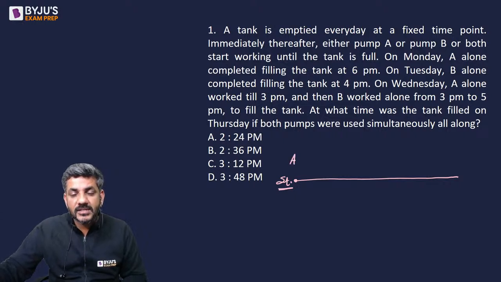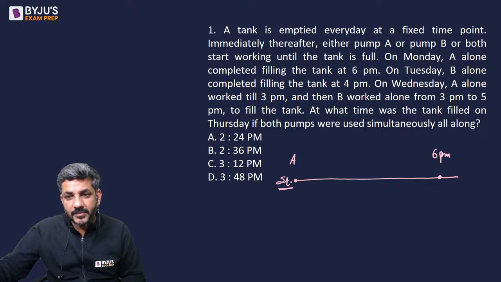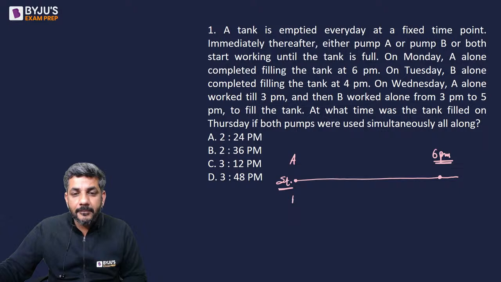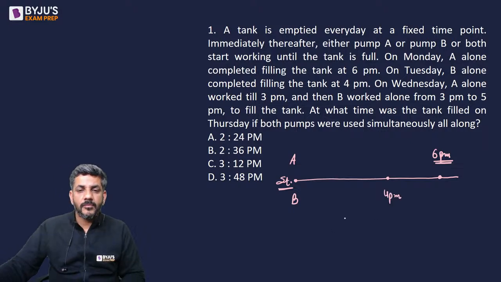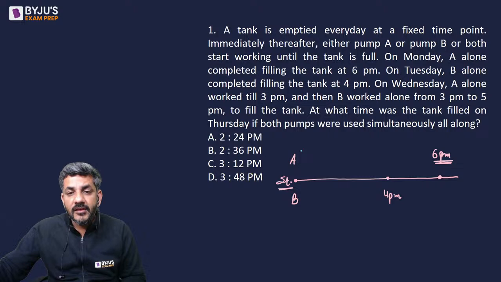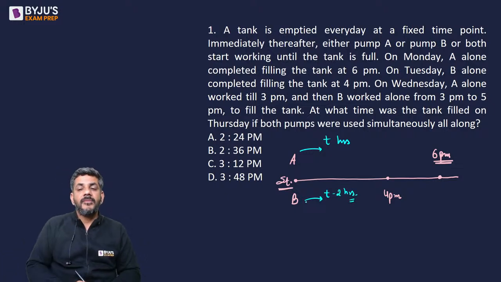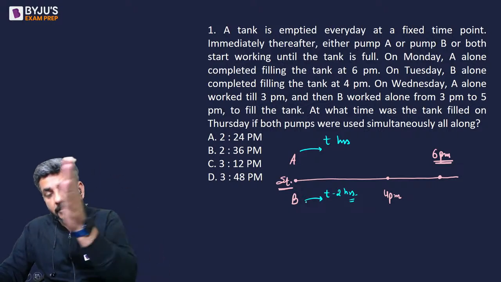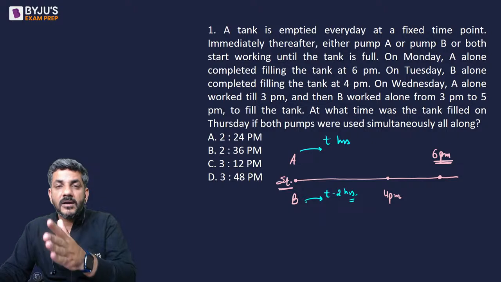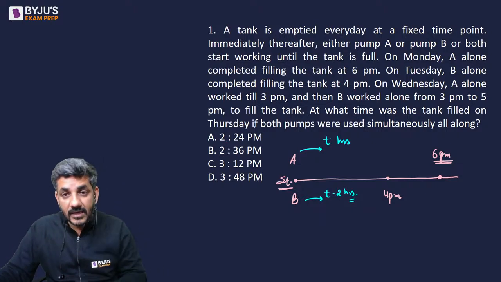So when A starts from here, A can completely fill the tank by 6 p.m. Let us say 6 p.m. lies somewhere here. And when B starts from here, B alone can completely fill the tank by 4 p.m. So in one way, first of all, I can say if A takes T hours to fill the tank, then B takes T minus 2 hours to fill the tank. Right, everyone? Starting point for both of them would be the same, but A completed it by 6 and B completed it by 4. So B has taken 2 hours less.